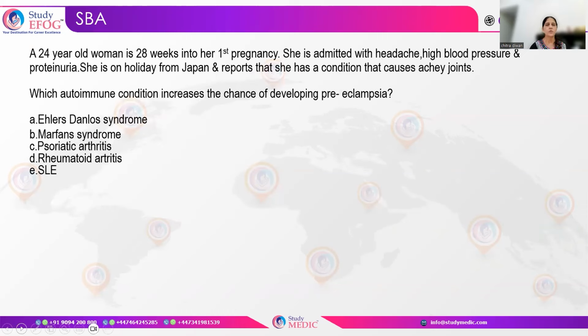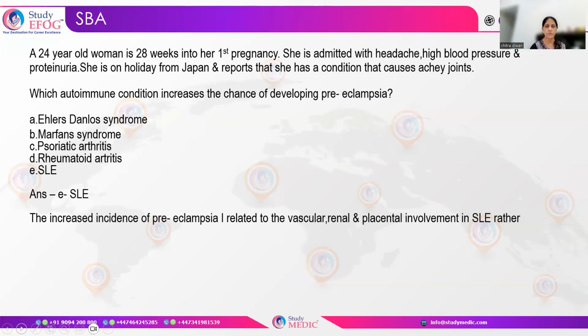You have a 24-year-old woman, 28 weeks into her first pregnancy. She has headache, high blood pressure, proteinuria. She comes back from a holiday in Japan and she reports that she had achy joints there. So which is this autoimmune condition which increases the chance of developing preeclampsia? Again, it is SLE.